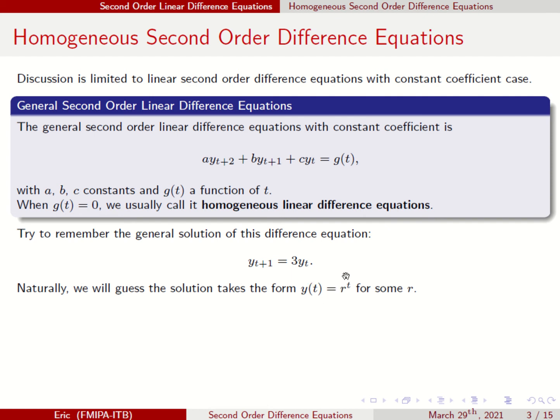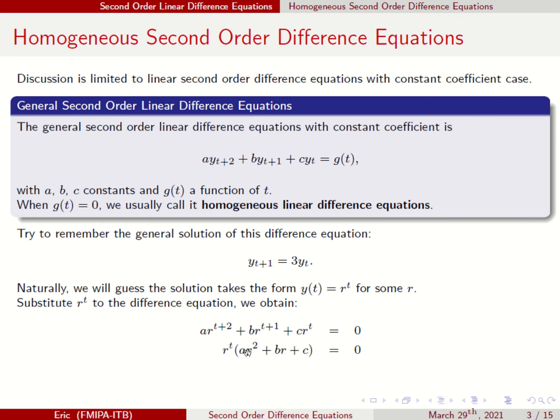Let's substitute this into the general homogeneous second order linear difference equation. You have a r to the power of t plus b r to the power of t plus c r to the power of t equals 0, and you can factor out r to the power of t. You have a r squared plus b r plus c equals 0, and r to the power of t is never 0, so I can cancel it out. In the end, a r squared plus b r plus c equals 0. So in order to find y_t equals r to the power of t, I have to solve this quadratic equation, which I already know how to solve.